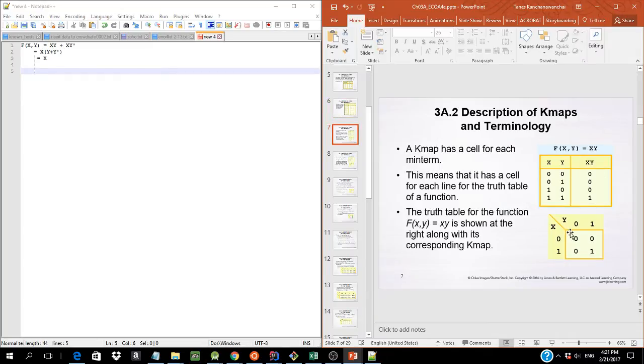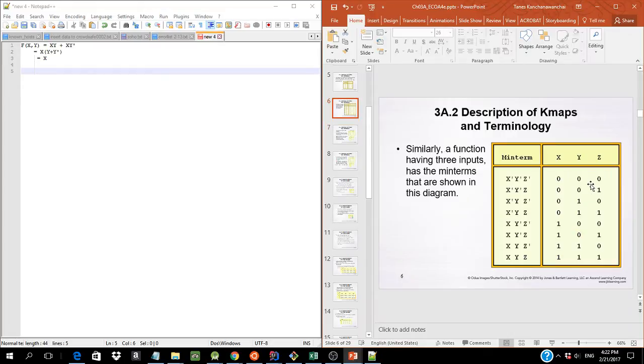So this is kMAP. A kMAP has a cell for each minterm. See that? This could be x prime, y prime, right? So this could be x prime, y, correct? When x is 0, y is 0, so that's x prime, y prime, correct? So I just look at the previous one. This is 0, x prime, y prime. And this is x prime, y. Make sense? Let's go back a little bit.